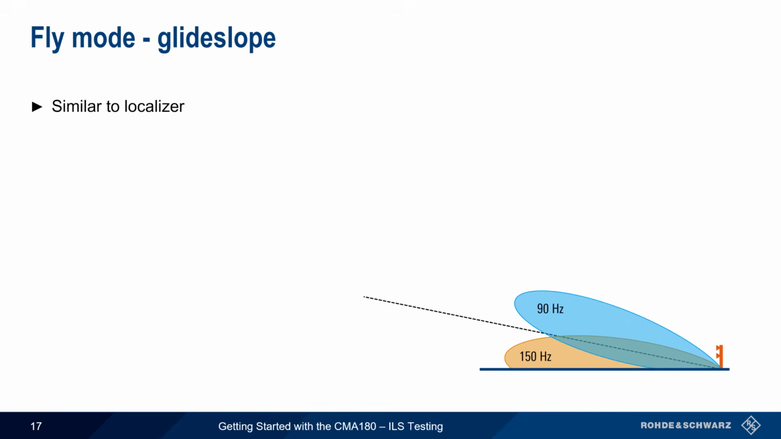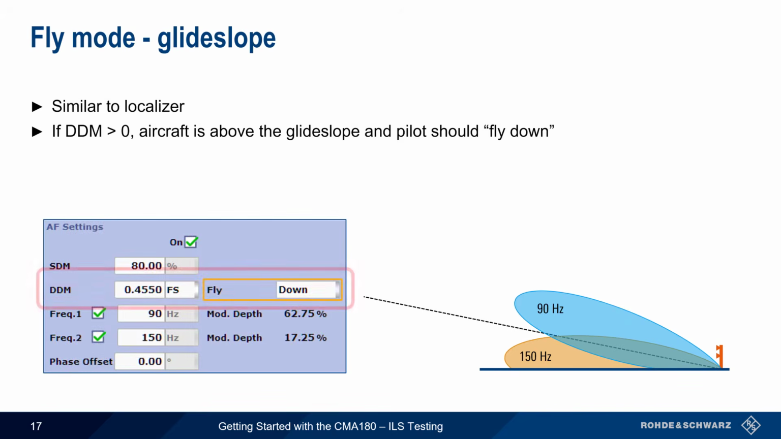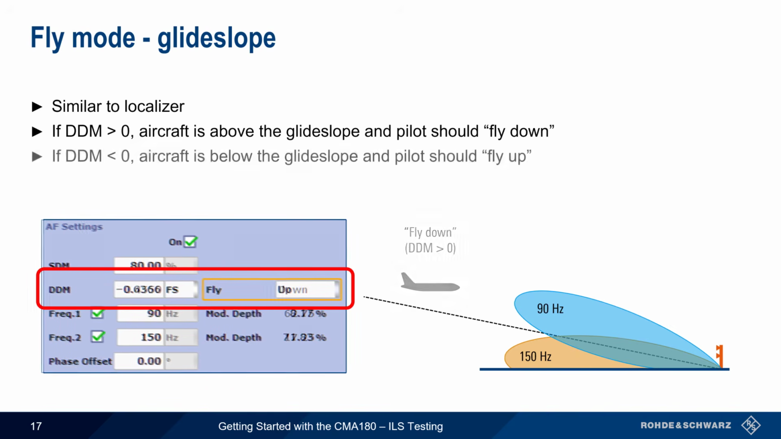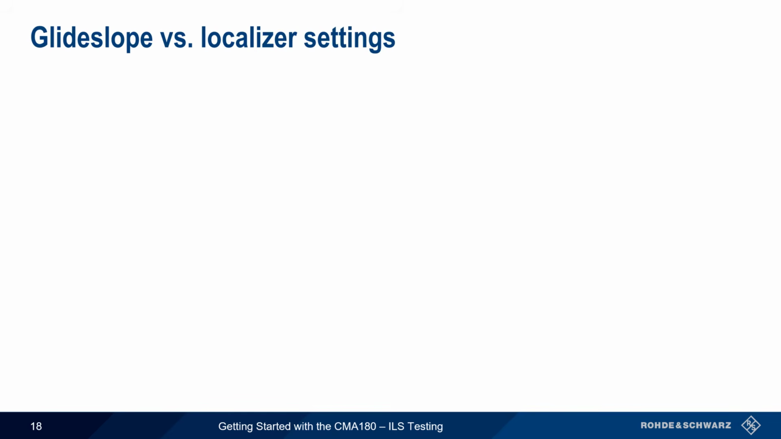The fly mode in glide slope works much the same way as it does for localizer. If the difference in depth of modulation is positive, this means the aircraft is above the glide slope and the pilot should fly down. Conversely, if DDM is negative, this means the aircraft is below the glide slope and the pilot should fly up.